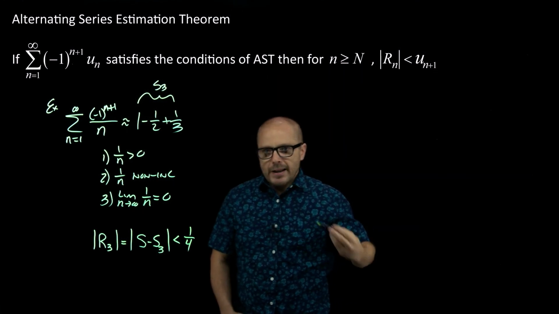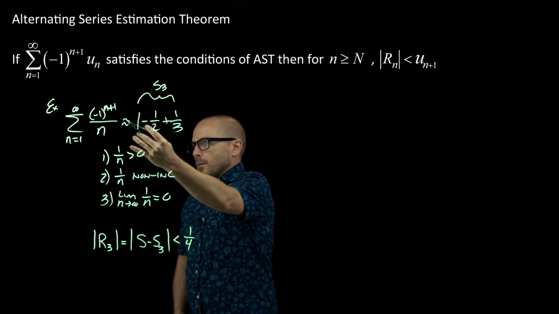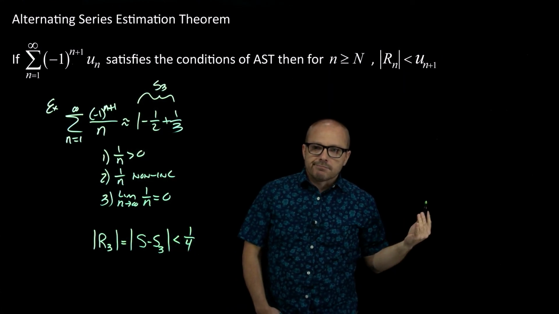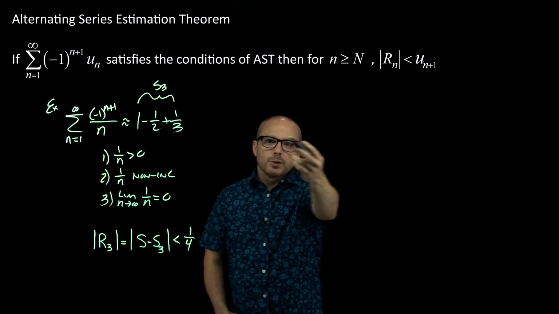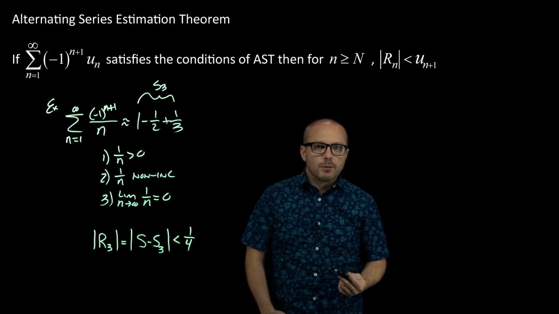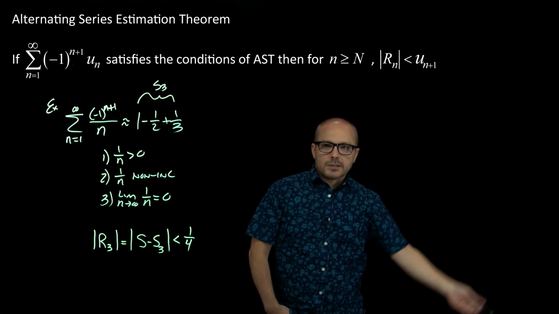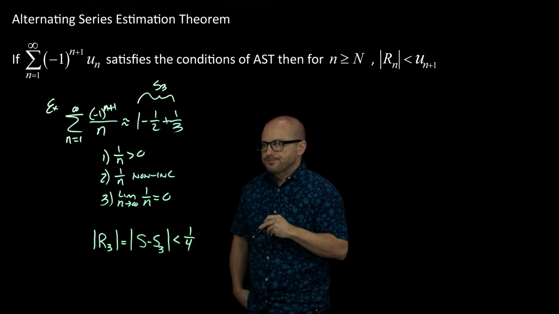So if you think about writing an algorithm, if you wanted to have a machine approximate this with error less than 10 to the negative fifth, just tell it to keep adding up terms until it gets to a term that's less than 10 to the negative fifth, and then stop. Because the next term is always a bound on your error magnitude.